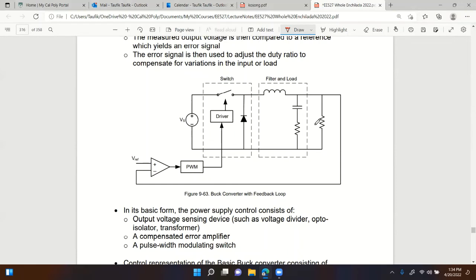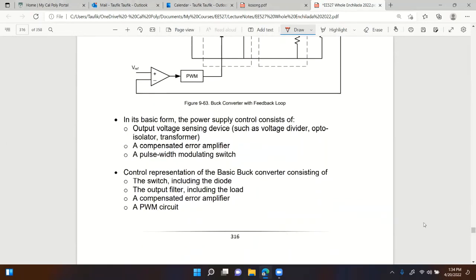And you can see that we have the sensor sensing the output voltage, which is then compared with a reference voltage, right? And the output of which gives us an error signal, which is then processed through the PWM controller or PWM circuit that would provide us with the duty cycle. That duty cycle then feeds into the driver circuit, which is basically the muscles, right? That would provide the action of the switch to turn on or turn off.